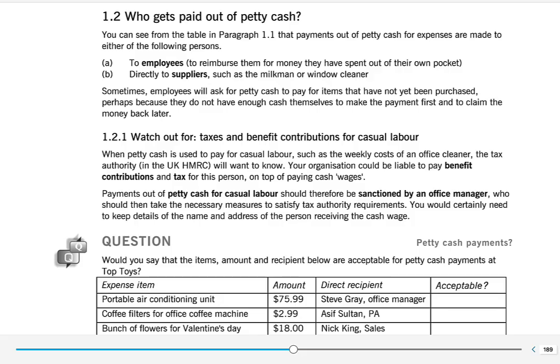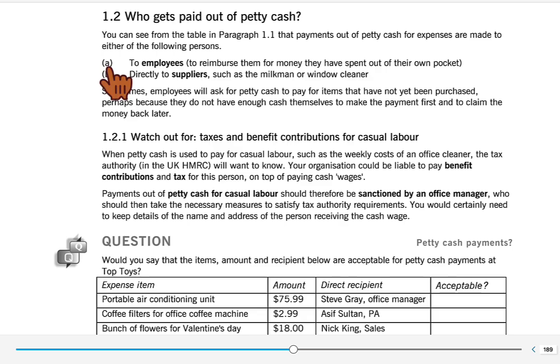Now let us break this lesson into clear parts. Part 1. Two types of people can receive petty cash. Payments out of petty cash are usually made to one of these two groups. Group 1, employees. Group 2, suppliers. That is the core message of this lesson.